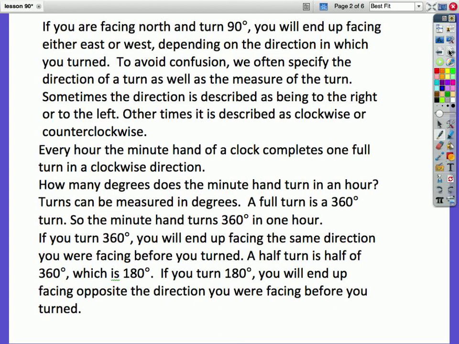If you turn 360 degrees and you're facing north, you're going to end up facing north again. So when we turn 360 degrees, we're going to be facing the same direction we were just facing. A half turn is going to be 180 degrees because half of 360 is 180. So basically, you're going to be facing the opposite direction from before. If I'm facing north and turn 180 degrees, I'm now going to be facing south, because north and south are opposites.